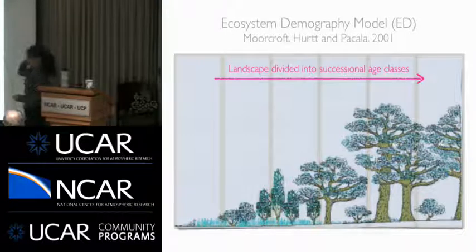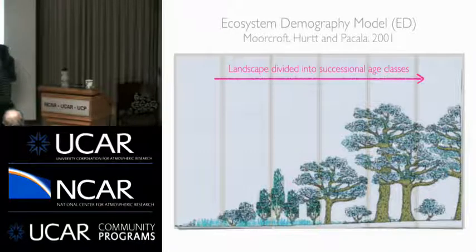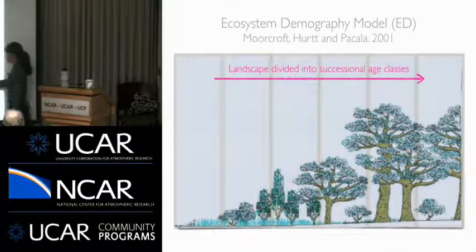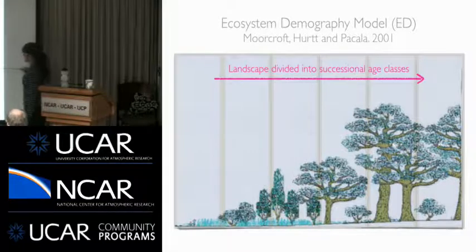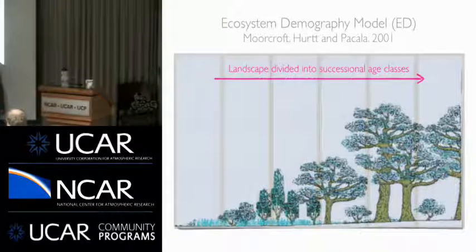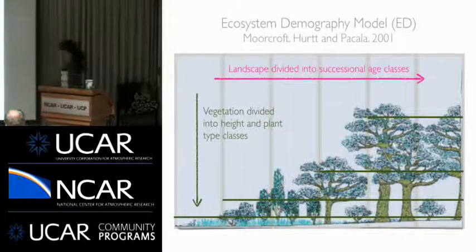And so the idea of this is that instead of modelling each individual tree, we divide up the world into groups of trees, basically. We do that in two ways. The first thing we do is divide the landscape into successional age classes, along this axis that I was showing you earlier. So we have some parts of the landscape that were just recently disturbed, some parts that are undergoing this competitive process, and some parts which are at the end of that and producing large gaps when they die. The other thing we do is divide the vegetation in each of these into different height and plant type classes.